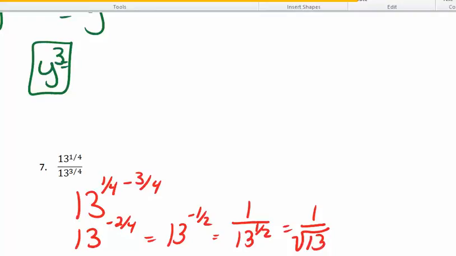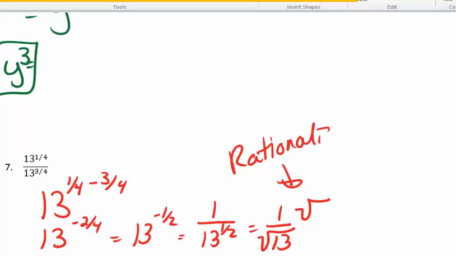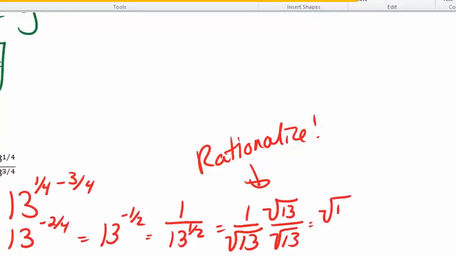And one last thing to make it a little bit trickier is we have a radical in the denominator. So if you remember back a couple lessons, we can't have a radical in the denominator. So we're going to rationalize and do square root of 13 times square root of 13. That gives you square root of 13 over 13 for our answer.